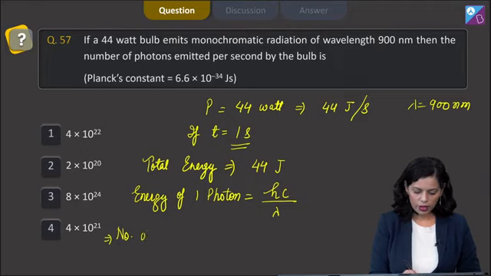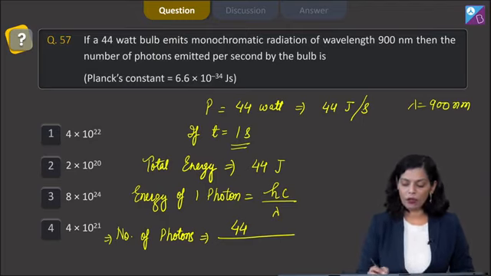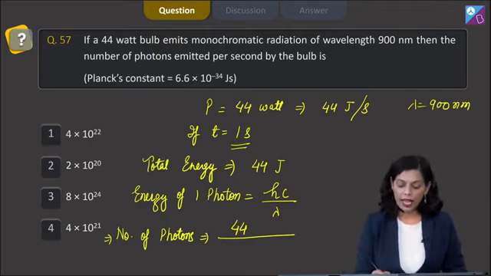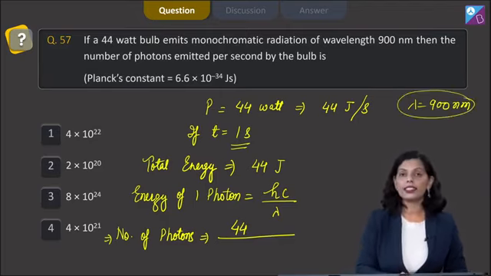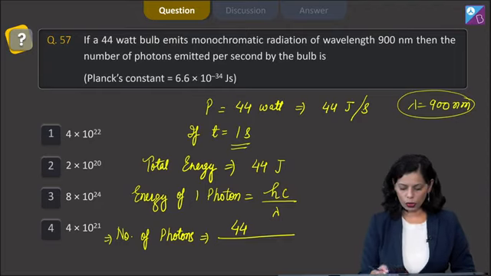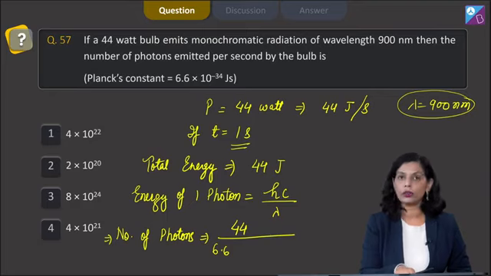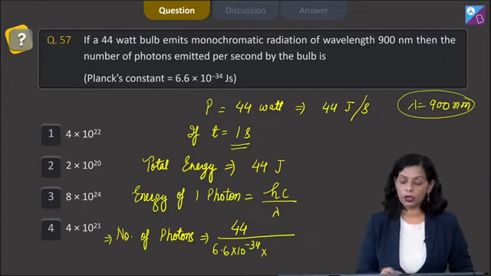Getting my point? Number of photons will be equal to total energy upon hc upon lambda, right? So I'm just keeping the value of hc. h is the Planck constant, c is the speed of light, and lambda is clearly given in the question, that is 900 nanometer. And all the SI units I'm going to take. Unit conversion is very important while solving the question. The h value, I'm not taking 6.62, because in the question the value is given as 6.6 into 10 raised to the power minus 34. That value I'm taking, into the speed of light, 3 into 10 raised to the power 8 meter per second.